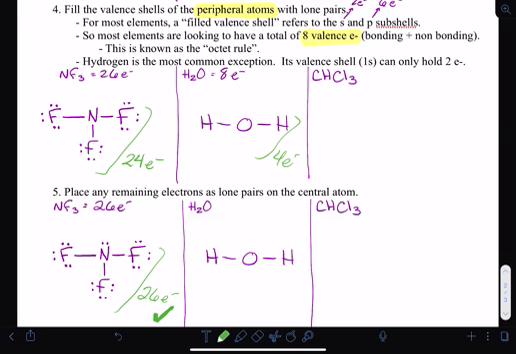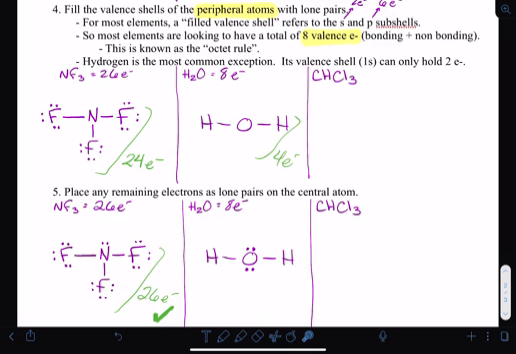So step 5 is to place the rest of our electrons as lone pairs on the central atom. So our central oxygen can take our last 4 electrons. So at this point we really have no other choice. If we have electrons left that we need to place, they have to go on the central atom. There are no other options. Once your peripheral atoms have their filled shell of 8, or in this case, filled shell of 2 for hydrogen, they cannot take any more, so the rest of our electrons have to go on oxygen.